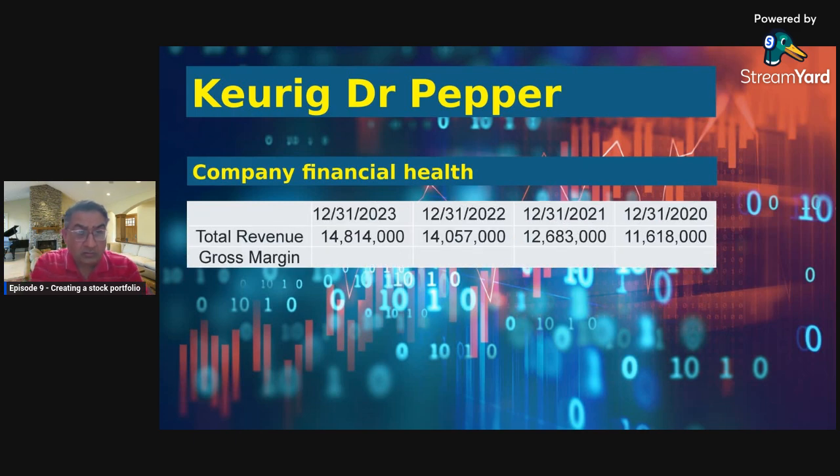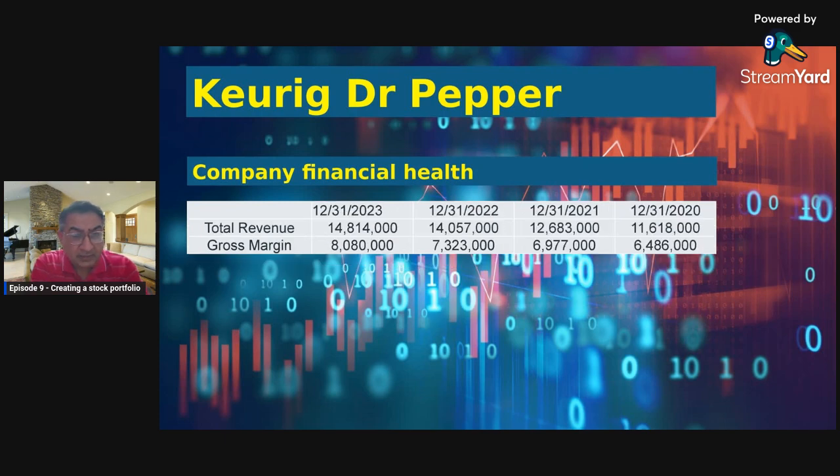Let's look at the gross margin. How has its performance been on the gross margin? Now, if you look at it, the gross margin also has been increasing, which is very good, which means it grew from 6.4 billion to 6.9 billion to 7.3 billion to 8 billion. And you will see that year on year from 2020 to 2023, it has increased its gross margin.